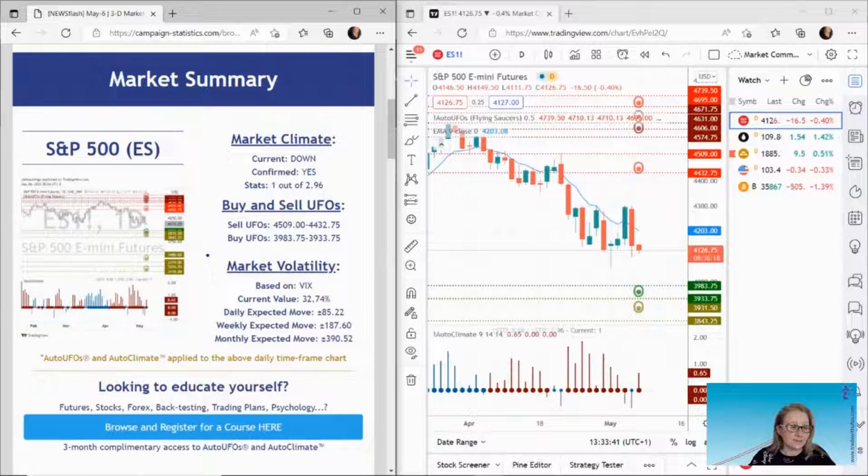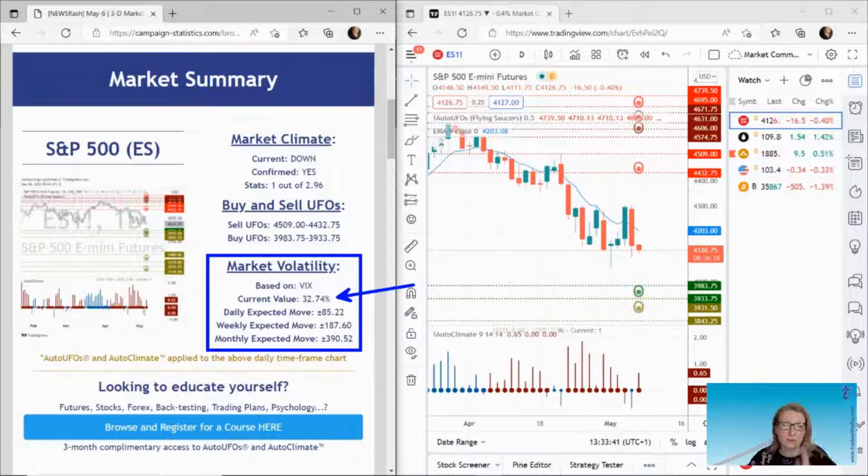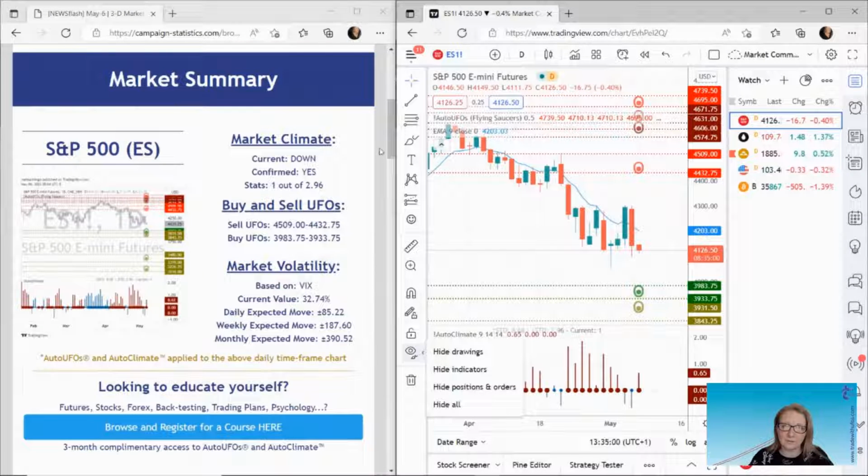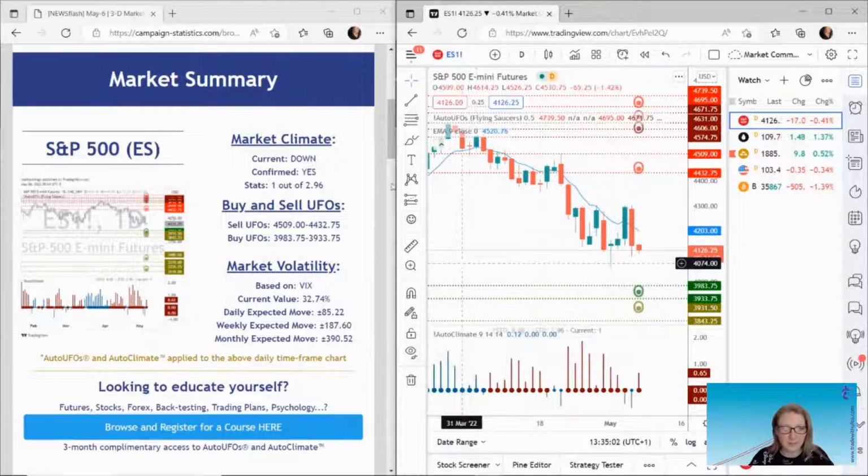In terms of volatility, we would expect that in one year, the S&P 500 would move up or down by 32.74%. In a day, that's 85.22 points. In a week, 187.6 points. And in a month, 390.52 points. That's the S&P 500.